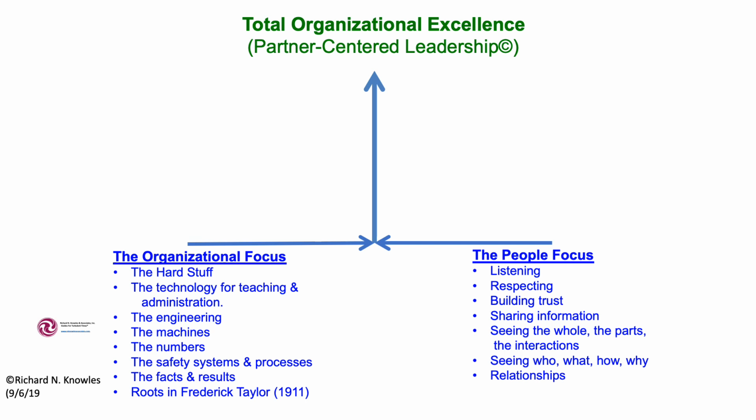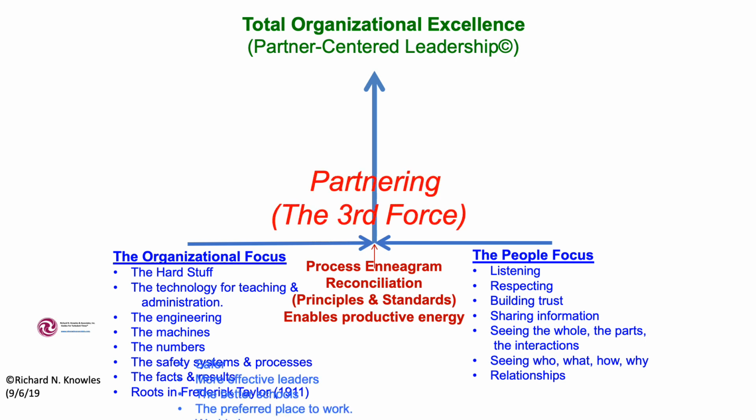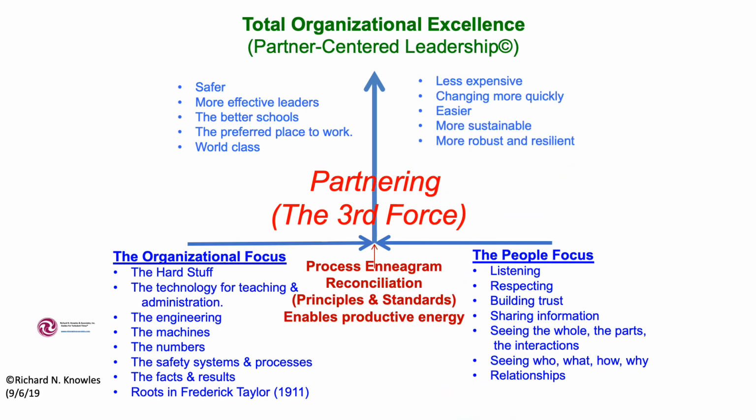Lots of organizations, particularly top-down organizations, talk about how they value people. People are their most important resource. However, when the business gets in trouble, the business always wins. But if we bring them together and use the Process Enneagram and reconcile both of these so that they're both interacting and working all the time, as we've shown, a third force comes in and we get this partnering and we get this release of enormous creativity and energy. And all the different dimensions of productivity get better and better and better.